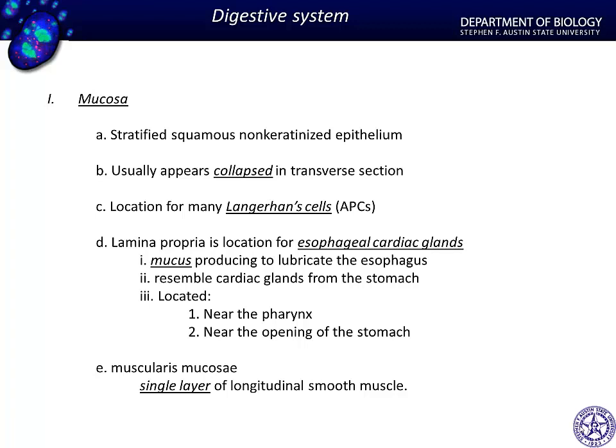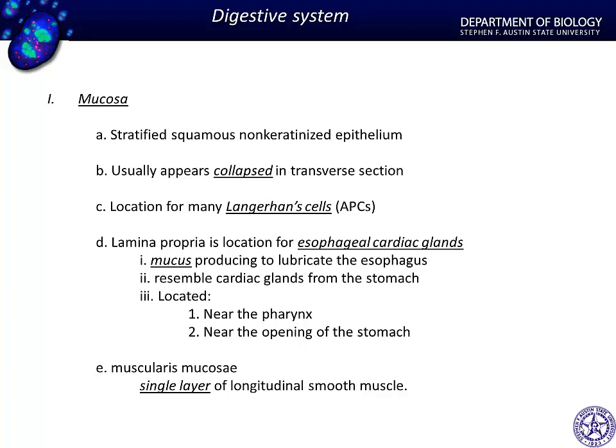Now, the lamina propria underlying the epithelium is where we're going to find esophageal glands. Now, they're called esophageal cardiac glands simply because of the location of the heart relative to the location of the esophagus in the thoracic cavity. Now, these glands are going to be mucus producing to lubricate the passage of the food. The food can often be very dry, and if you've ever tried to eat something that's very dry, you're going to have a hard time getting it down. So you'll drink some fluids, but the mucus is going to help to do that as well.